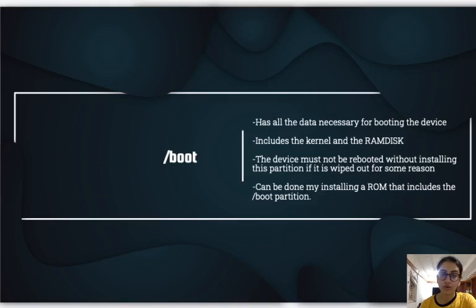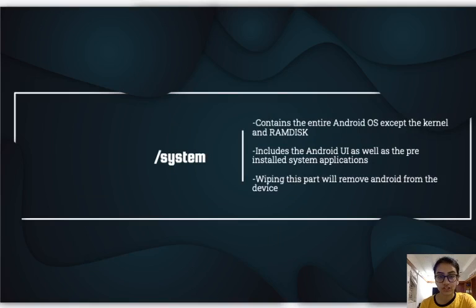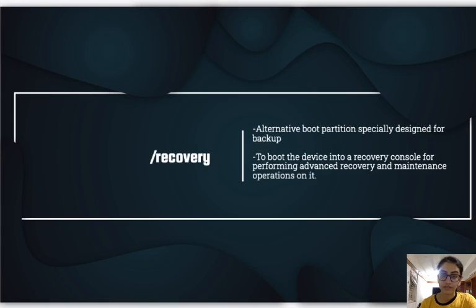This partition has all the data necessary for the device to boot. It includes the kernel and the RAM disk. This partition basically contains the entire operating system except the kernel and the RAM disk. Wiping this partition will remove Android from the device without rendering it unbootable. The recovery partition can be considered as an alternative boot partition that lets you boot the device into a recovery console for performing advanced recovery and maintenance operations on it.